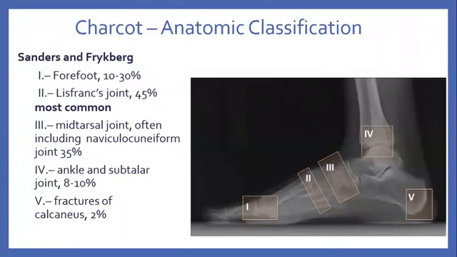Charcot can be classified based on anatomically where the joints are affected, and this is called Sanders and Frykberg. Class 1 is in the forefoot. Class 2 is the Lisfranc joint, which is going to be the most commonly affected joint at 45%. Class 3 is the mid-tarsal joint, often including the navicular cuneiform joint, which is also pretty common at 35%. Class 4 is the ankle and subtalar joint, and Class 5 includes fractures of the calcaneus.